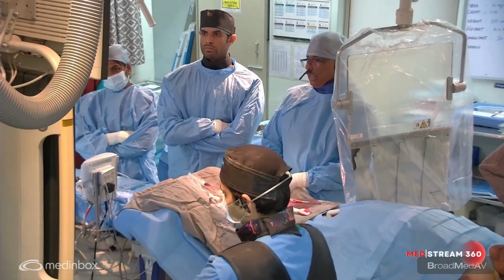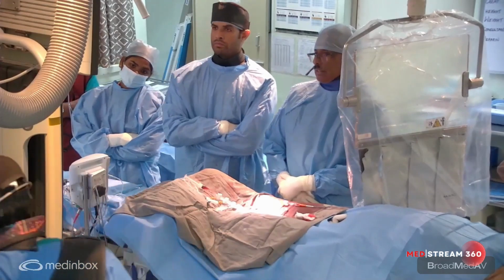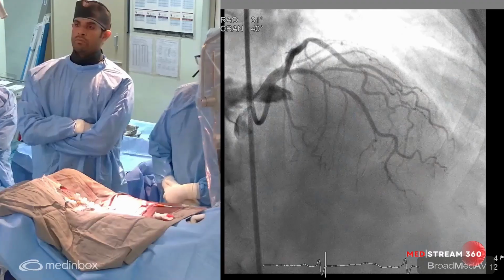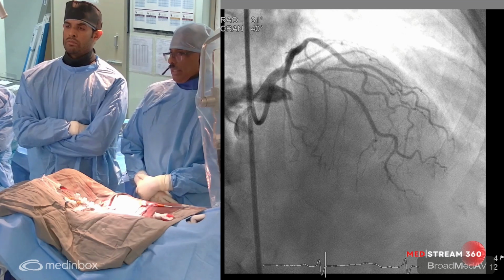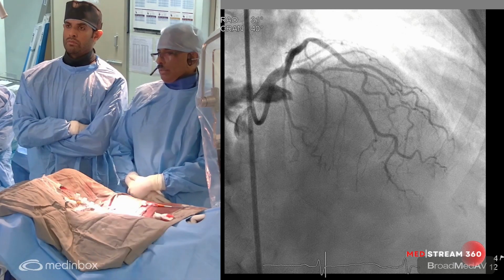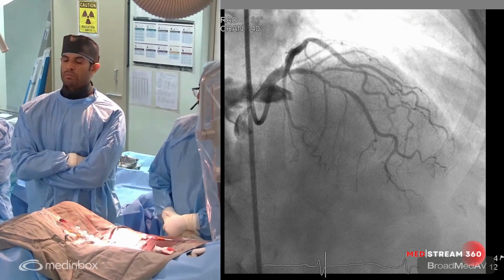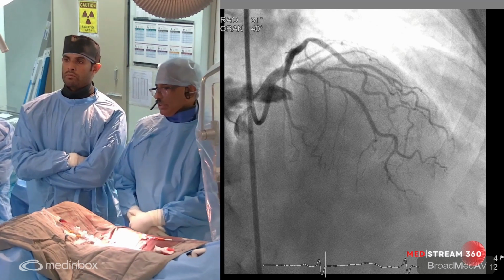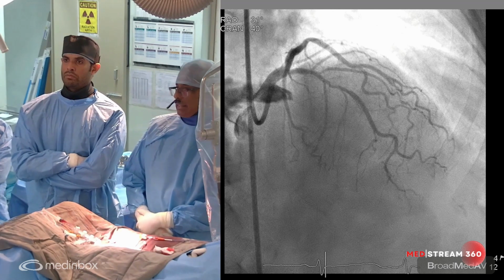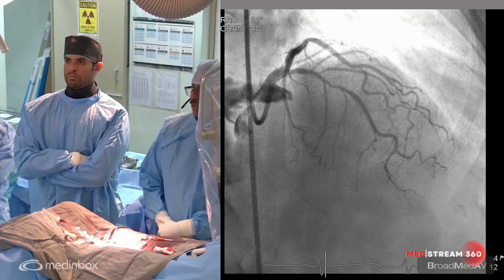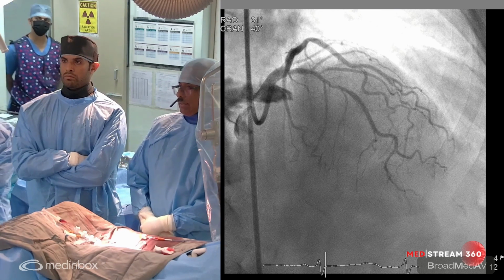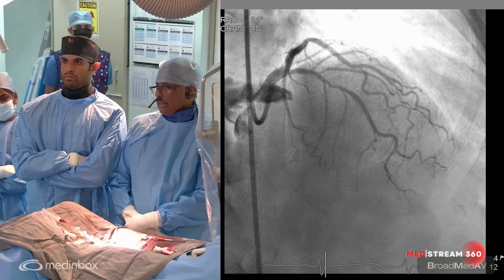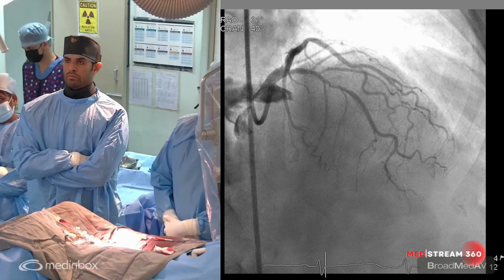In the first view you can see there is a LAD lesion extending from the diagonal origin to the mid LAD, which is about 80%. The patient came with angina. The distal LAD looks to be about 2.75 millimeters in size. There is diagonal origin disease, and we hope to wire the diagonal and protect it during the procedure.